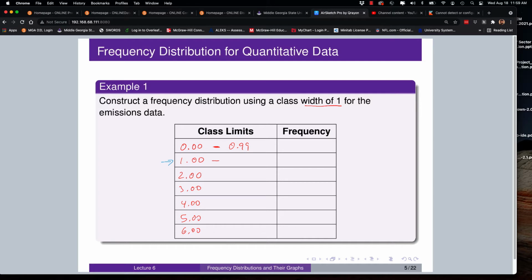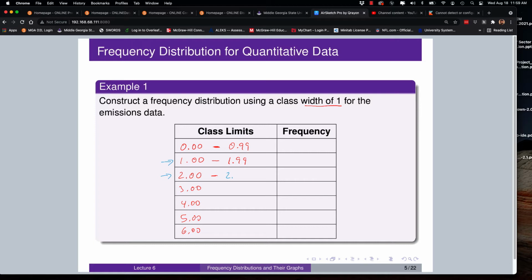I want that one to be right before 2, so this should be 1.99. And then you kind of see the trend going here. Now I'm just adding 1 to my upper class limits. All right, so that's here. So this one here, its upper class limit has to come before the 3 in the next row down, and so this should be 2.99.